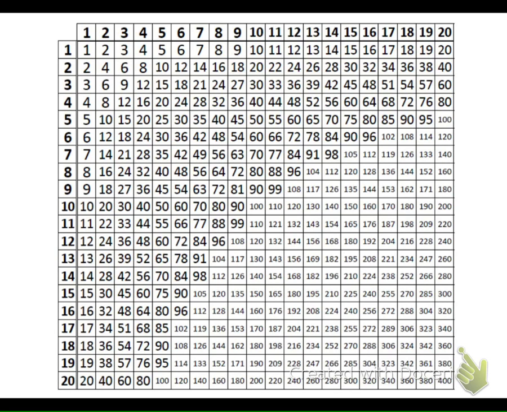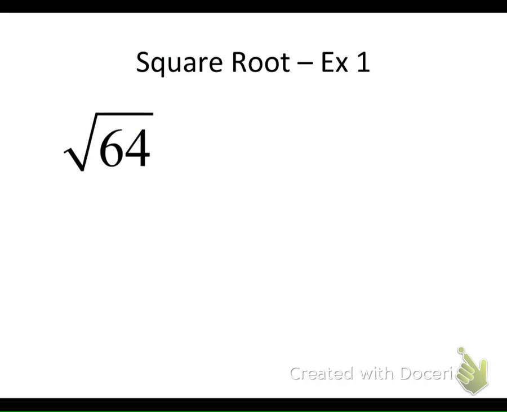There's your multiplication chart that I said would be so incredibly helpful. Okay, square root of 64. It's really easy to type into our calculator the square root of 64. If you type that into your calculator, what do you end up with?